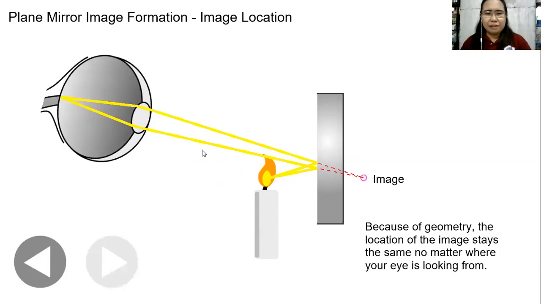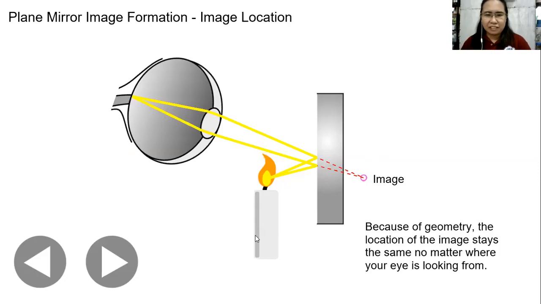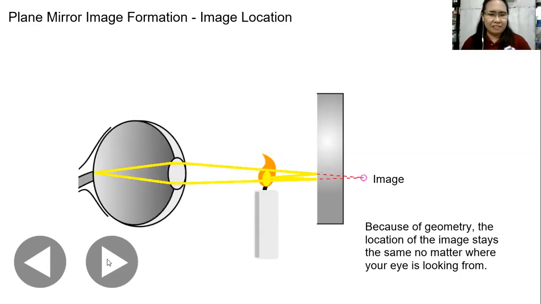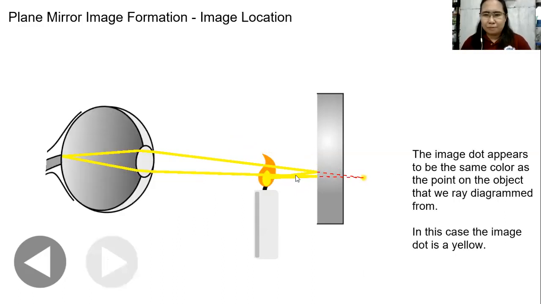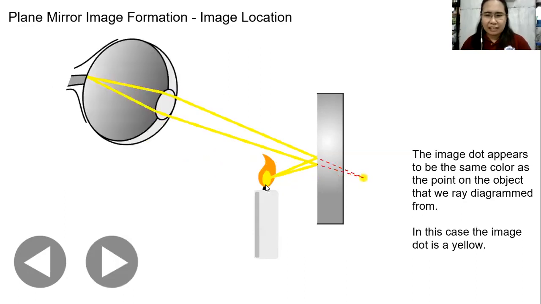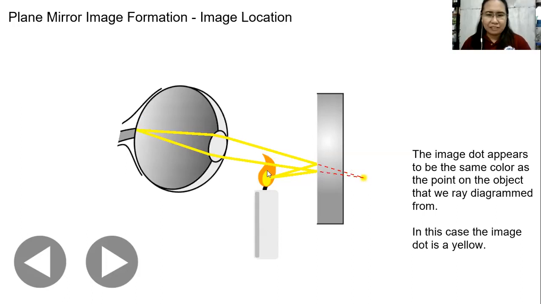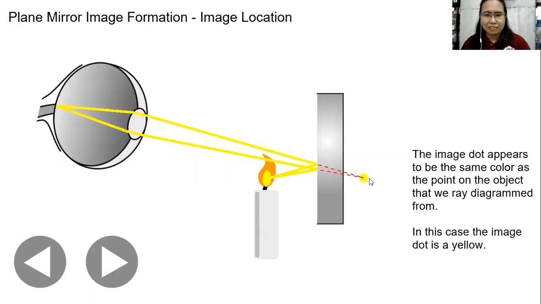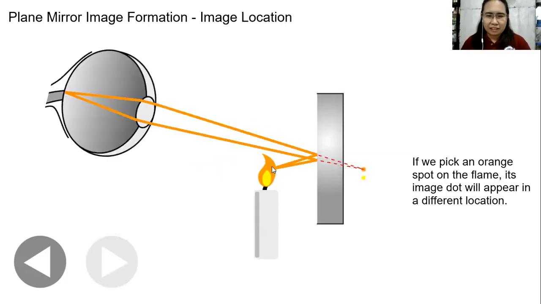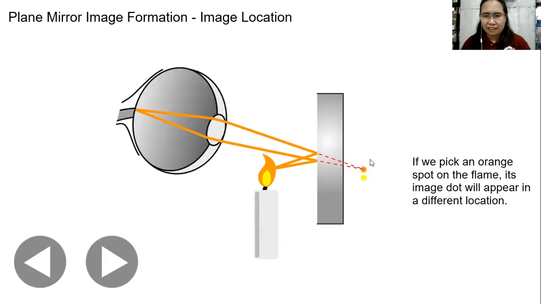And kahit gumalaw-galaw ka, so the candle will still stay where it is since the object is also at the same place. The image dot appears to be the same color as the point on the object. So, kung ang tinitingnan natin dito ay yung yellow part ng flame, so, ang mag-appear din dito, the same spot behind the mirror is also the same color na yellow. Kung yung orange naman yung titingnan natin, yun din ang nakikita natin.